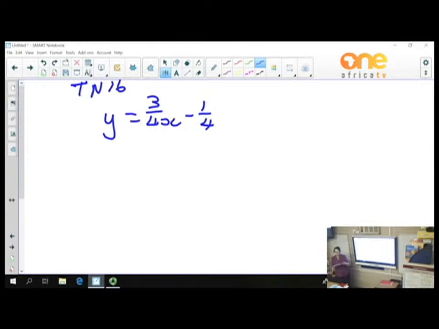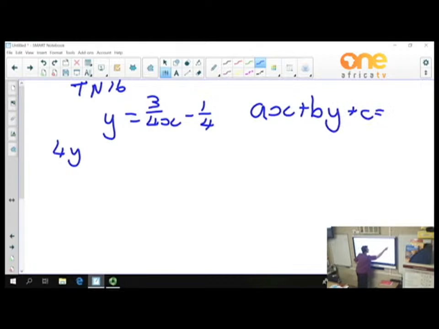What does that mean? It means I want everything on the left-hand side and I want no fractions. That's what we do here. If you multiply here with the LCM of 4, what will you have? ax plus by plus c. This is what they want. So everything must be on the left-hand side. Look what I'm doing.